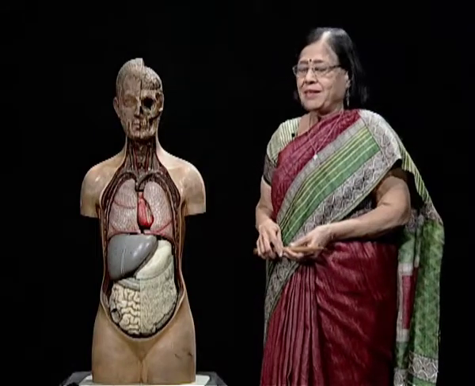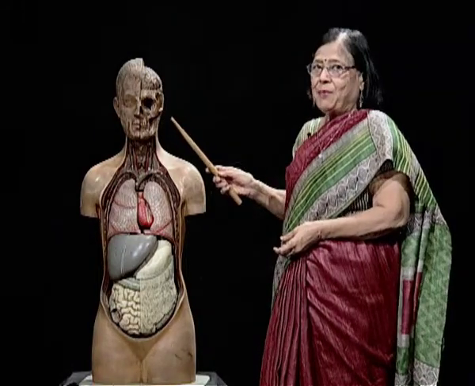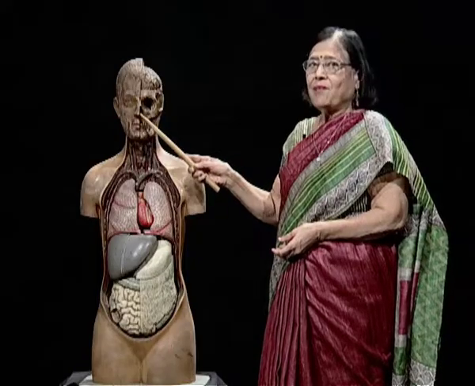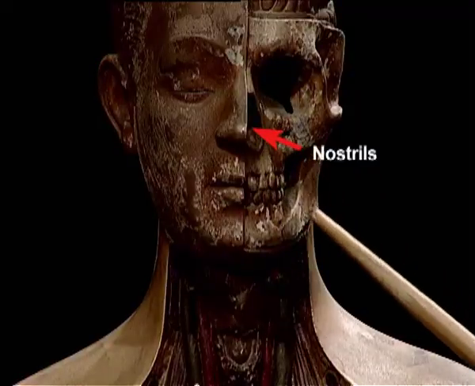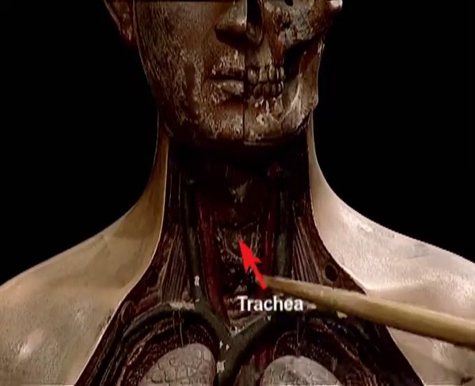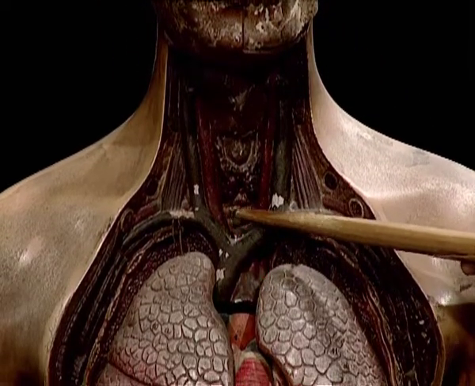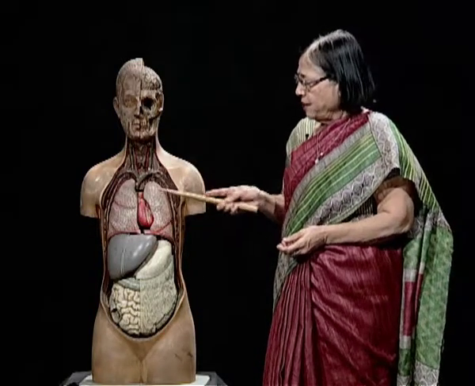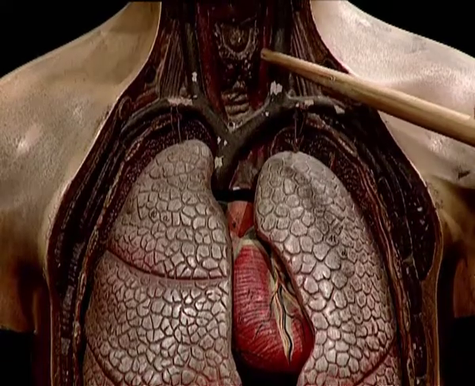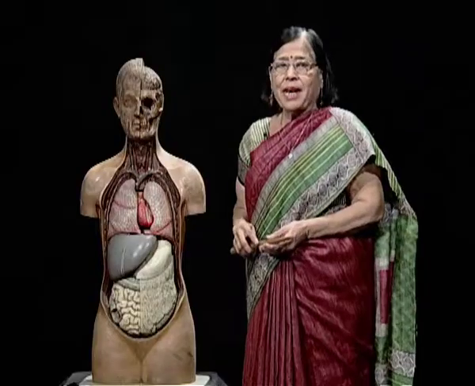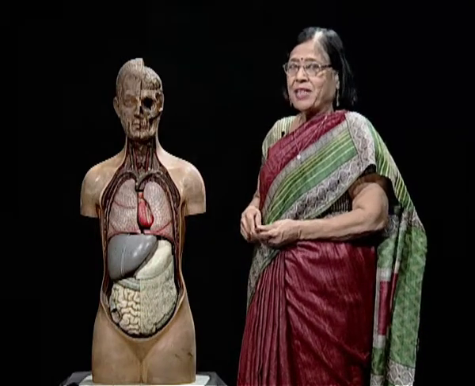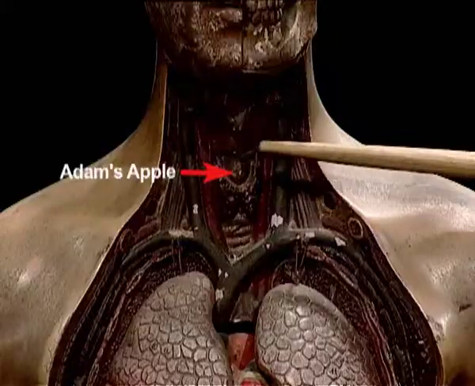Children, we are near a model which will help you in understanding various parts of the respiratory system, which begins with nose, nostrils, and then you can see trachea. Trachea has cartilaginous rings, and those rings you can see here, and onto the trachea you can see thyroid gland, because thyroid is placed onto the trachea. You can also see Adam's apple here.